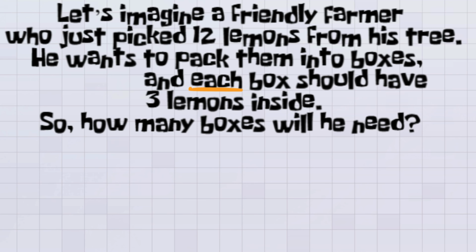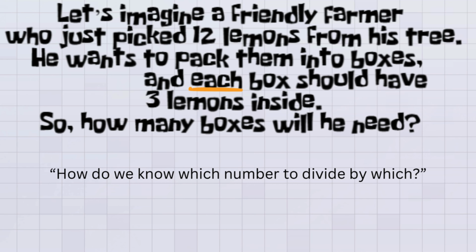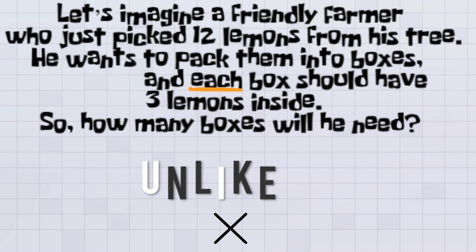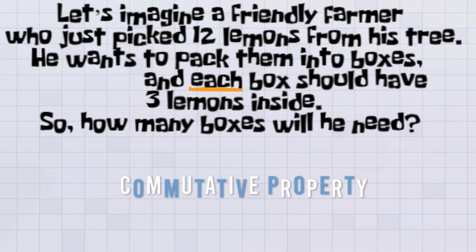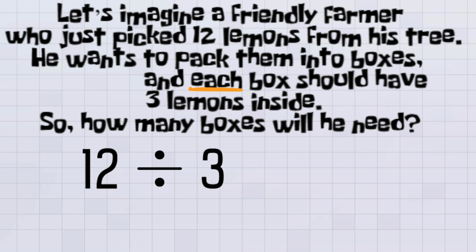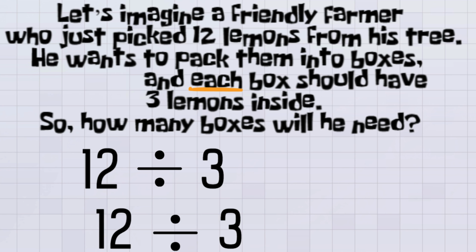Now here's a question that always pops up. How do we know which number to divide by which? That's a smart question, because unlike multiplication, division does not have the commutative property. That means 12 divided by 3 is not the same as 3 divided by 12. So, how can we tell which number comes first? Here's the secret. The total always comes first, and the number of groups or sharers comes second.